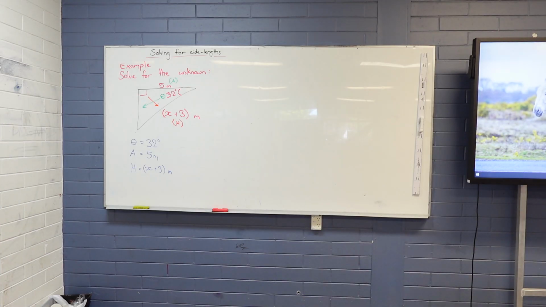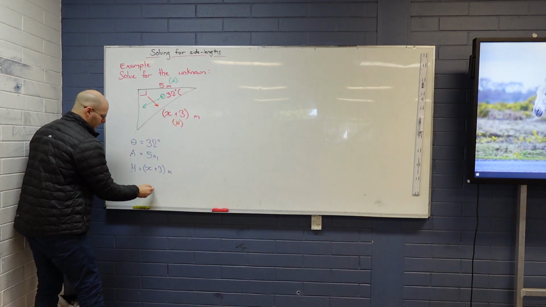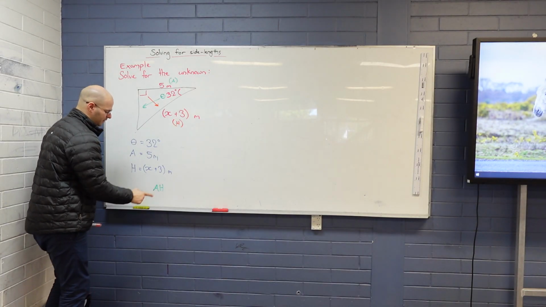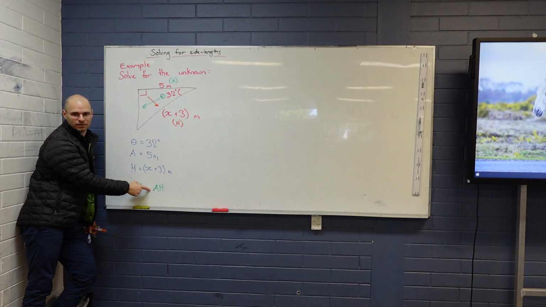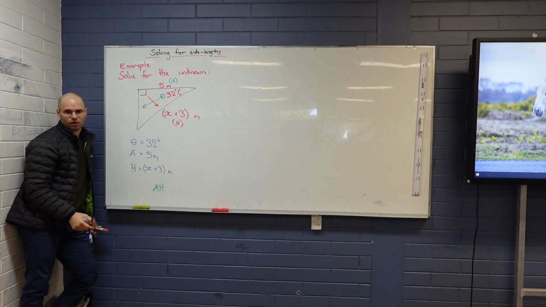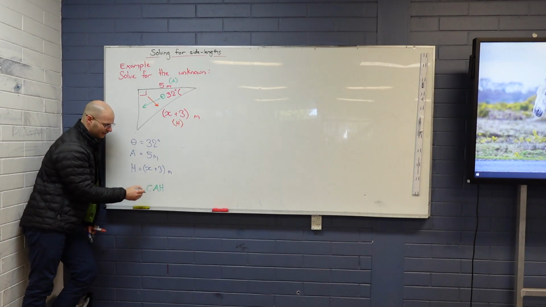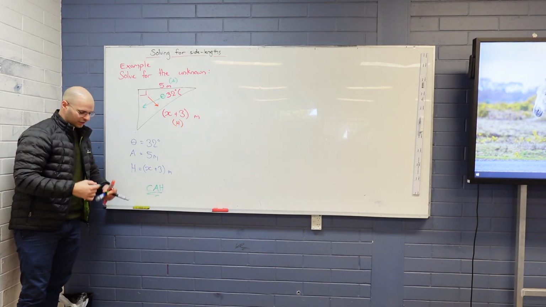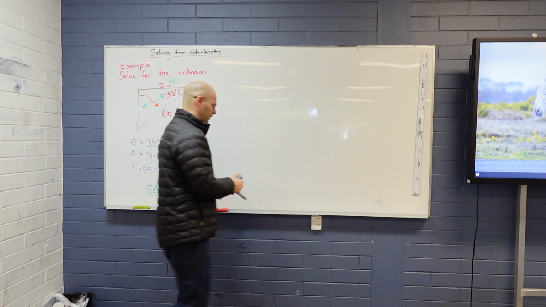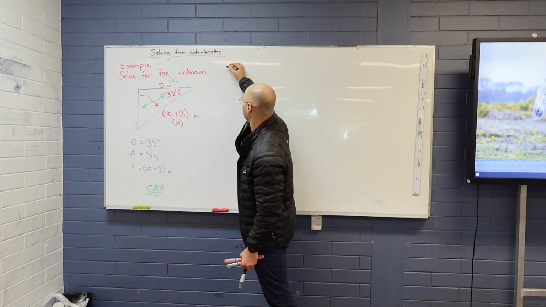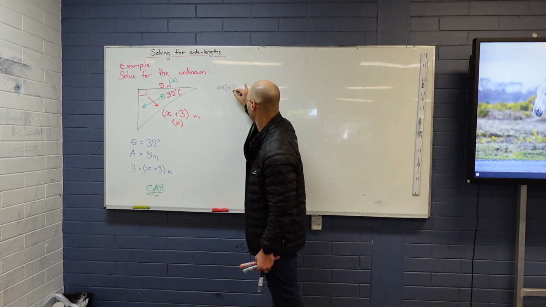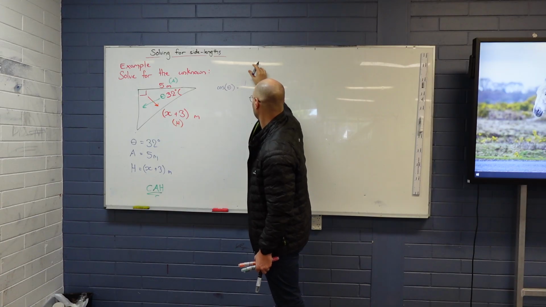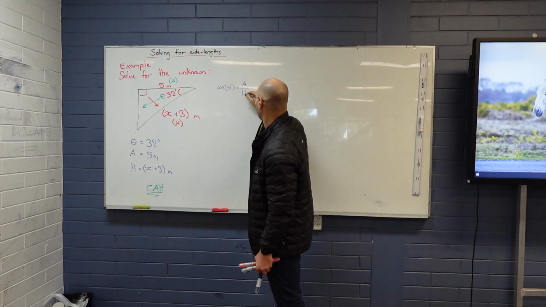Now because I've got an A and an H for my side lengths, what letter would go in front of A and H? Any ideas, guys? O. T. O. So, CAH, TOA. C. CAH. So this is going to be a cosine ratio. Because I know this is a cosine ratio, I'm going to state cos of theta is equal to the adjacent over the hypotenuse.